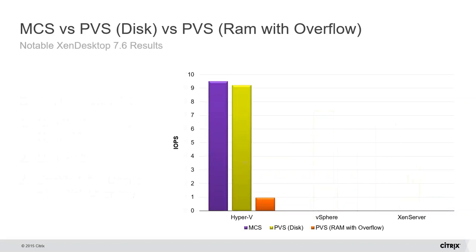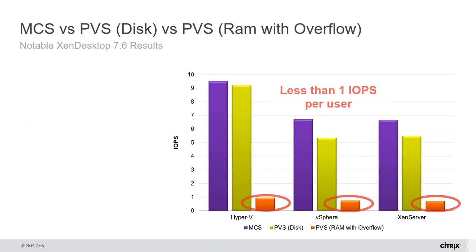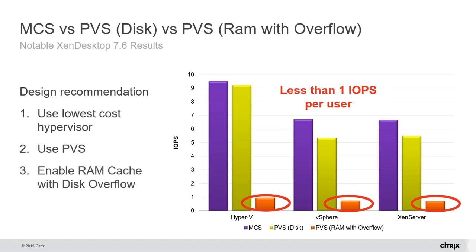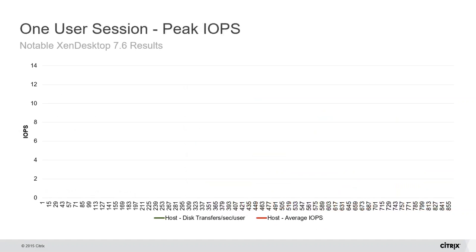When we look at XenDesktop, the exact same thing, except now instead of 10 to 12 IOPS, we're at less than 1. I believe when we did this, it was about a half an IOPS per user. And again, it's like, okay, you're lying because these are averages. And yes, you can easily lie with averages.